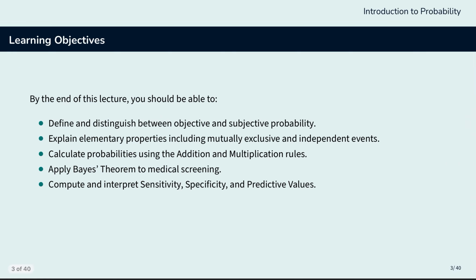So let's start with the learning objectives for this lecture. In this lecture, we'll try to define and distinguish between objective and subjective probability, explain elementary properties including mutually exclusive and independent events, calculate probabilities using addition and multiplication rules, apply Bayes' theorem to medical screening, and finally, compute and interpret sensitivity, specificity, and predictive values. So let's go into this lecture.